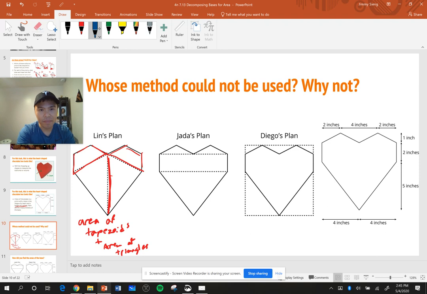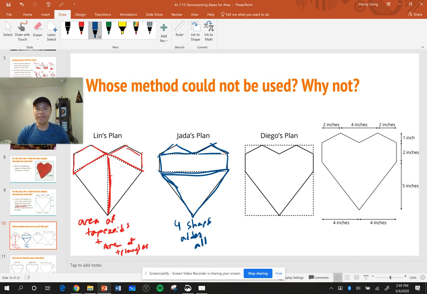This is Jada. She made 2 triangles on the top, 1 rectangle, and then that big triangle right there, right? So Jada made 4 shapes, and then she added them all together to get the area. So looking at Diego's is a little bit different.